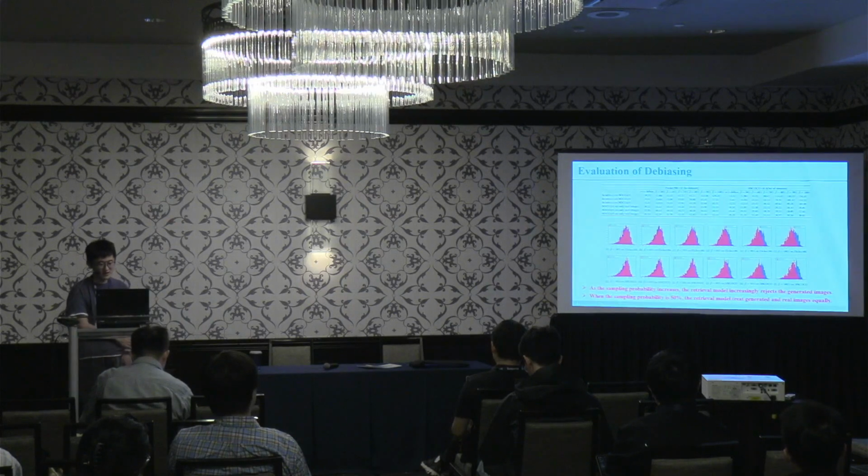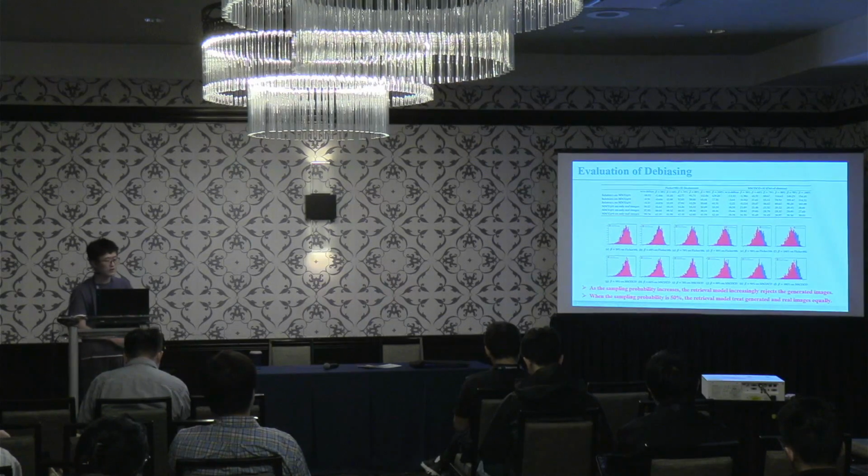We then conduct experiments to evaluate our debiasing method. The result shows that as the sampling probability increases, the retrieval model increasingly rejects the generated images. When the sampling probability is 50%, the retrieval model treats the generated and real images equally.